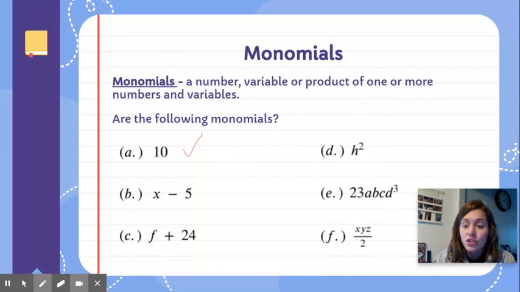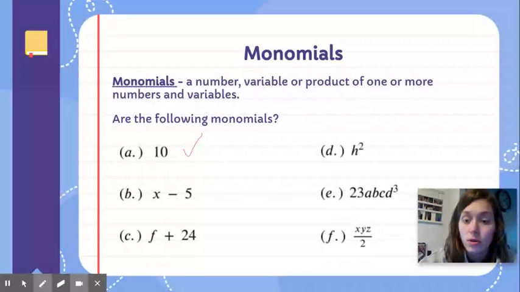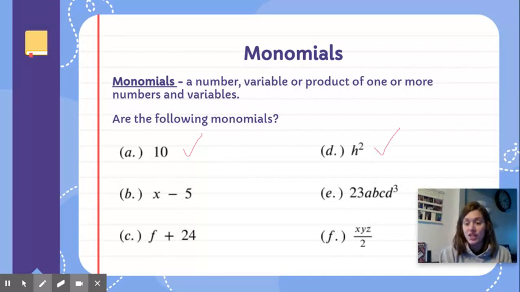D, we have h squared. Well, exponents are okay because exponents are really just telling us how many times to multiply. We know h squared would be the same thing as h times h. So yes, D, h squared is totally fine. That's a monomial. It'll be very common for us to see exponents in our monomials.